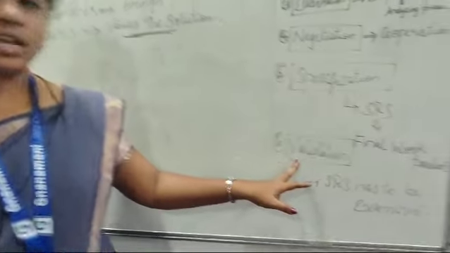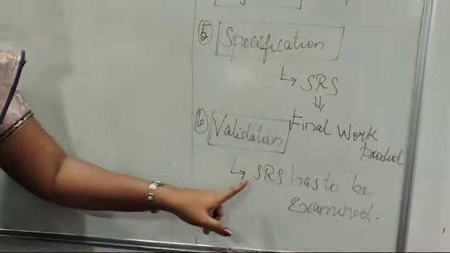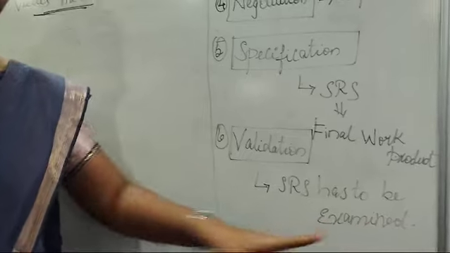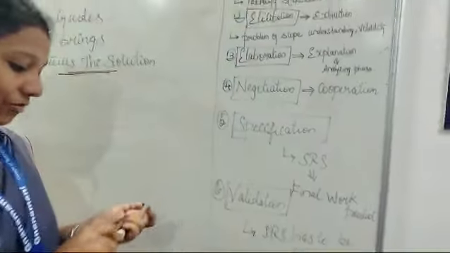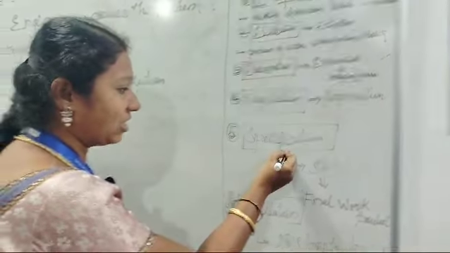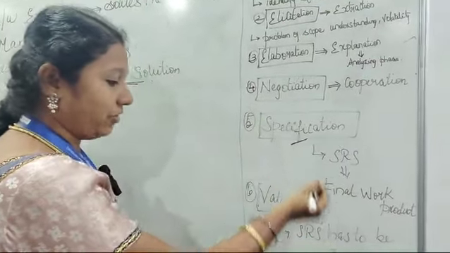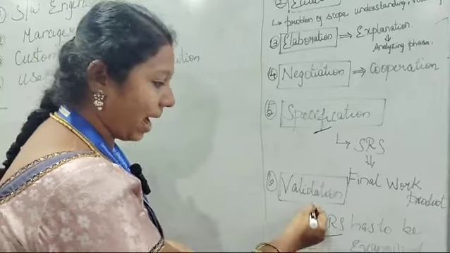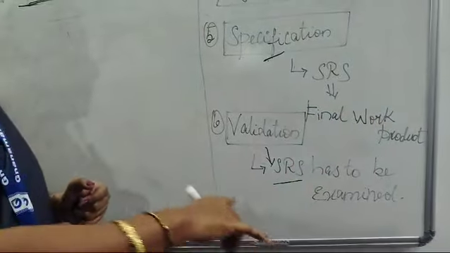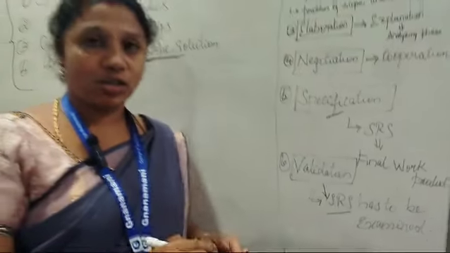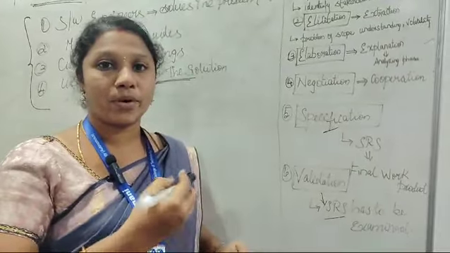Final one is the validation. Validation means the SRS has to be examined. The specification we have given has to be examined, that is, verified by the developer before delivering the project or before delivering the product.